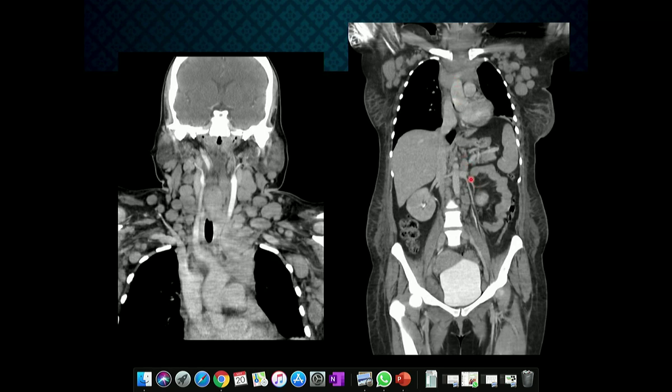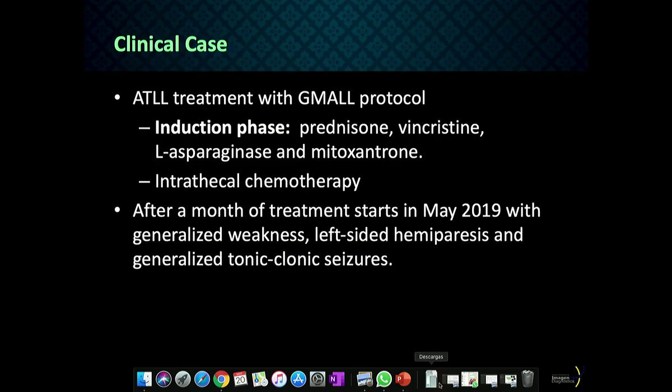Besides, we can see here in the retroperitoneum some enlarged lymph nodes too. In images I haven't shown, because these are the most representative, there are also pelvic and inguinal enlarged lymph nodes. Another interesting thing is that she had infiltration of her right breast. Because of all these findings, a biopsy was done of one of the cervical adenopathies, and the diagnosis of ATLL was made. The treatment for ATLL is with the GMALL protocol.